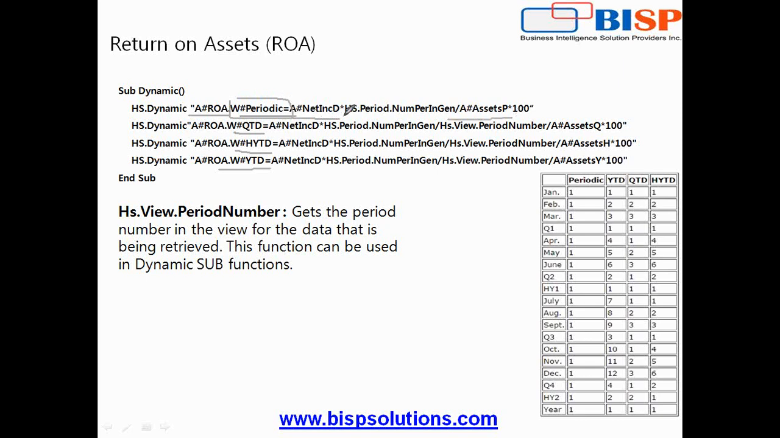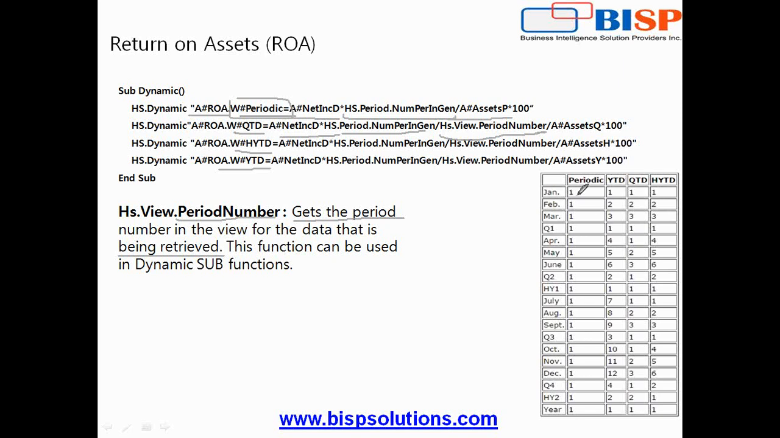Because we are calculating for periodic, we would like to multiply total net income by the number of periods, that is, the number of members in a generation for a given period. I'll show you this in a live example to make it easy to understand. Similarly, to calculate YTD, you take total net income multiplied by the number of periods in generation divided by the number of views. The HS.View.PeriodNumber function works this way: it gets the period number in the view for the data that is being retrieved.